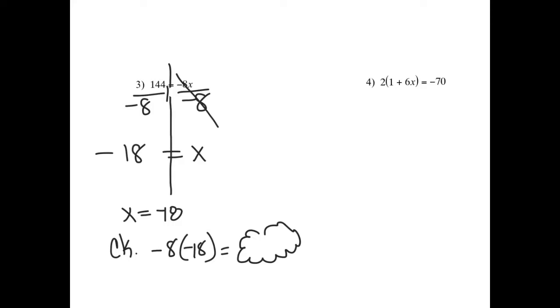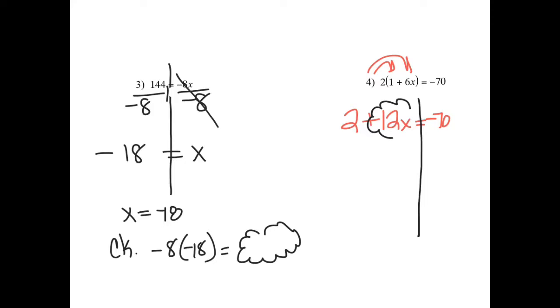So for example number 4, I see that I have to distribute. 2 times 1 is 2. 2 times 6x is 12x equals a negative 70. So this one is a multi-step equation. Remember, the goal is to isolate the variable, so I'm trying to get that x term all by itself. But the only way I can do that is to first use reverse order of operations. I have to use the undo.